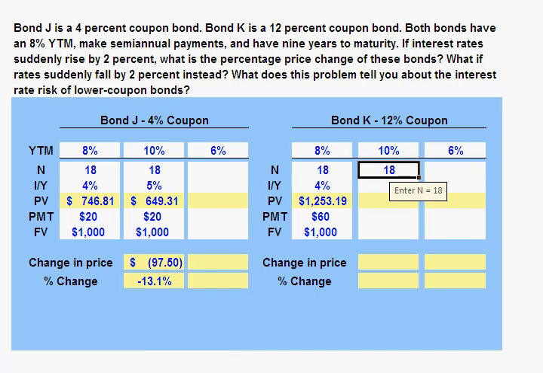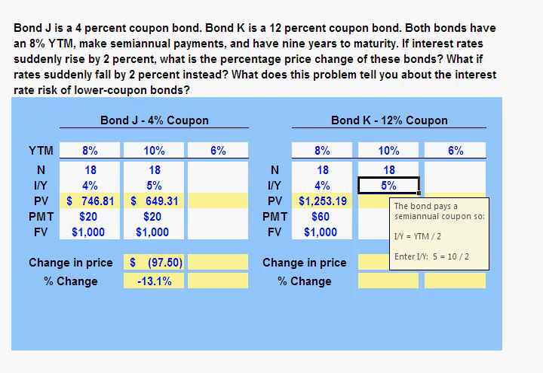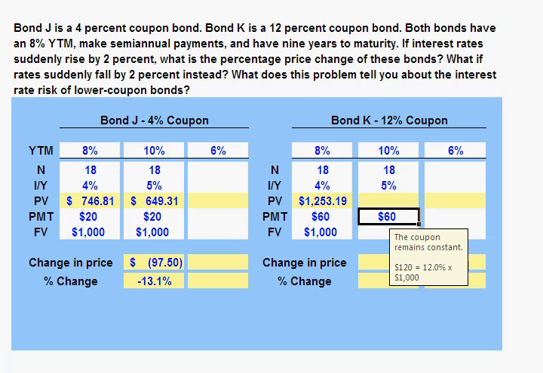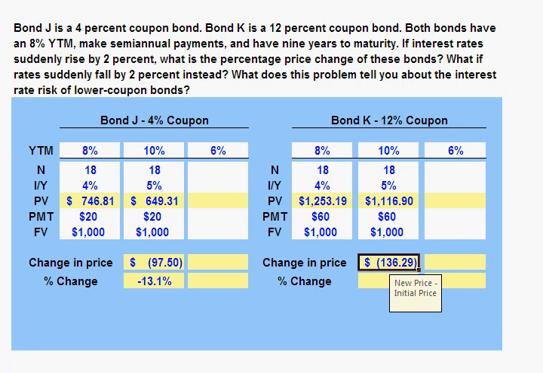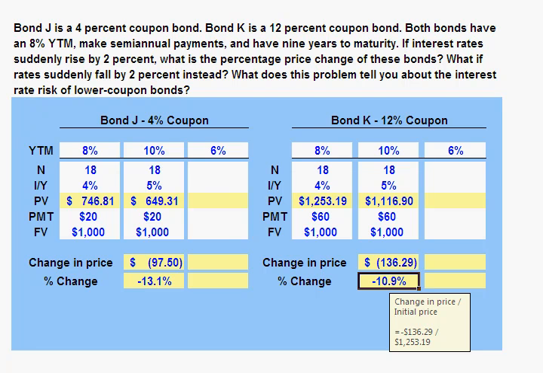For bond K, we'll keep 18 for the number of periods. Our interest rate again is our 10% yield to maturity divided by 2. The payment on the bond remains constant at 60, as does the face value. We can solve for the price, and we find when the interest rate increases, the price of bond K decreases to $1,116.90. This is a decrease of $136.29 and represents a decrease in value of 10.9%. Let's consider the case when interest rates fall to 6%.